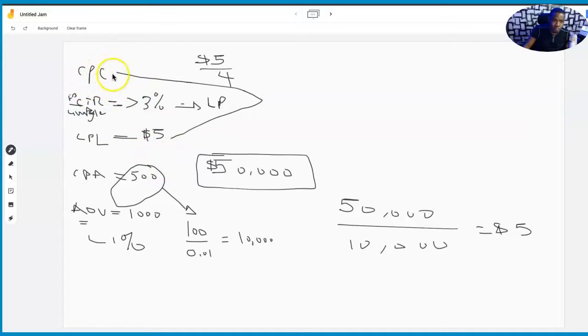So for every 4 people that click on there, one of them becomes a lead. So you're spending $5 per lead, and when you divide that by 4, it's going to give you $1.25.